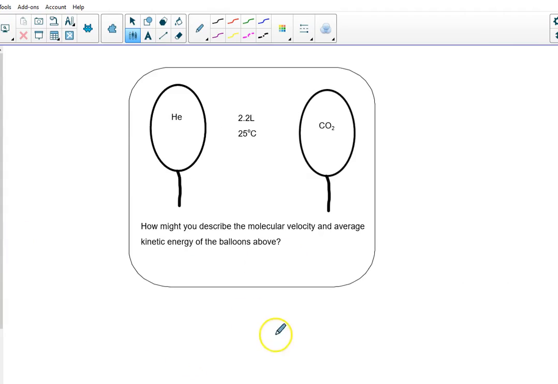Alright, another example. How might you describe the molecular velocity and average kinetic energy of the two balloons above? So we got a little bit of a review here. Molecular velocity, average kinetic energy, these two are the same. And this one is faster. So this guy, they have the same pressure. These have the same pressure.